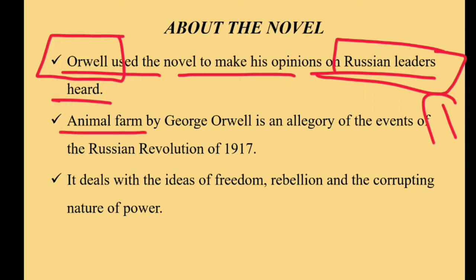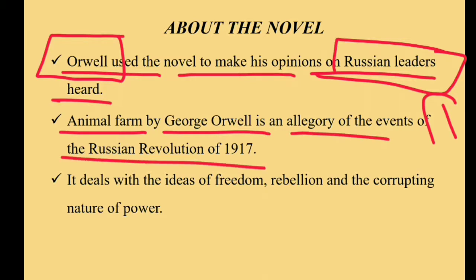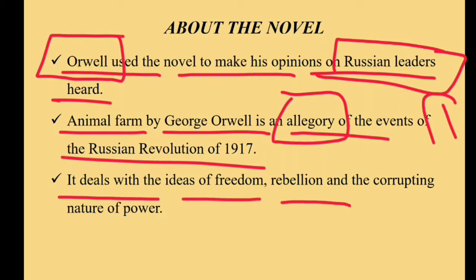Animal Farm by George Orwell is an allegory of the events of the Russian Revolution of 1917. I have already told you. Allegory means representing, symbolizing somebody. Okay, so this entire farm is allegorical to Russian Revolution. Alright. It deals with the idea of freedom, rebellion and corrupting nature of power. This also I have already discussed in earlier slides. So we will move ahead.